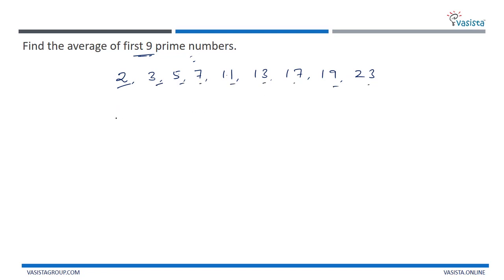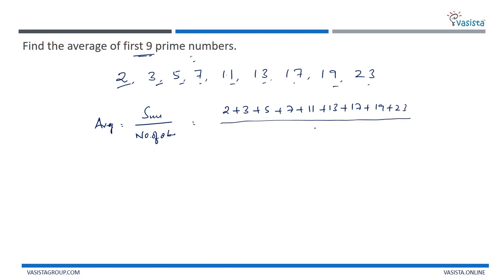Now add it. You know what average is? Average is equal to sum of observations divided by number of observations, right? So that is nothing but 2 plus 3 plus 5 plus 7 plus 11 plus 13 plus 17 plus 19 plus 23, that divided by 9. Now add it.